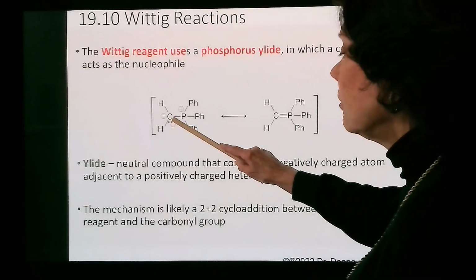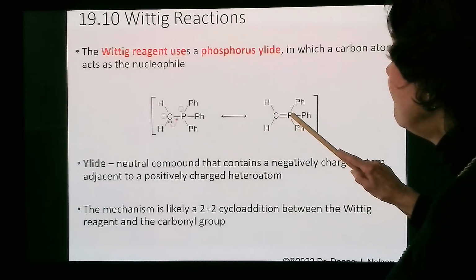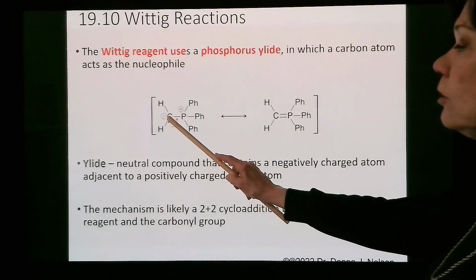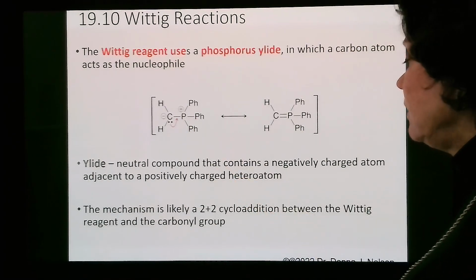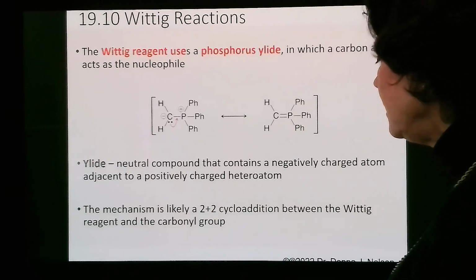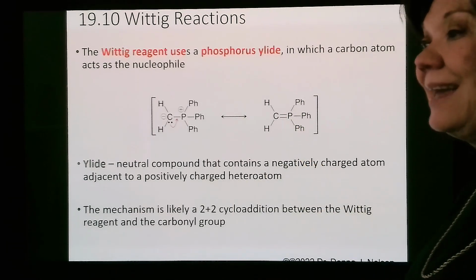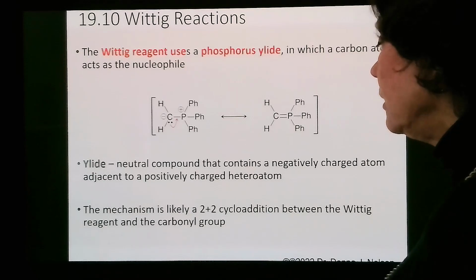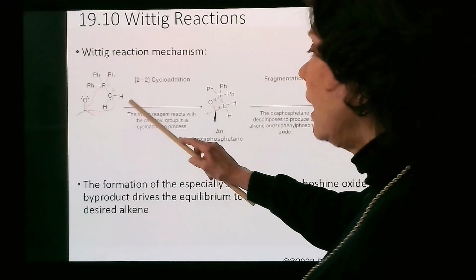So the pair of electrons on carbon can be donated onto phosphorus, and you have a carbon-phosphorus double bond. Notice this is a neutral compound. It has a negatively charged carbon that can do the attack on the carbonyl, and then a positively charged phosphorus. And so this is going to do a 2 plus 2 cycloaddition between this double bond and the double bond of the carbonyl. You can think of it as a 2 plus 2 cycloaddition.